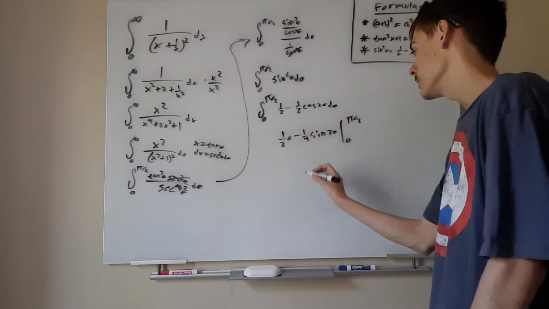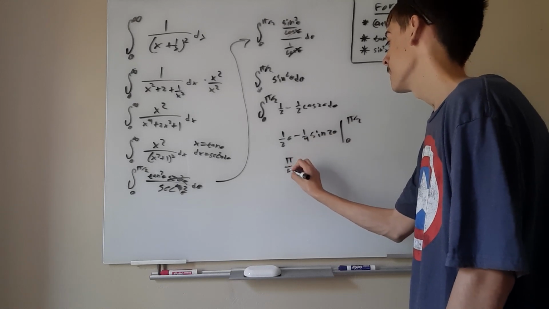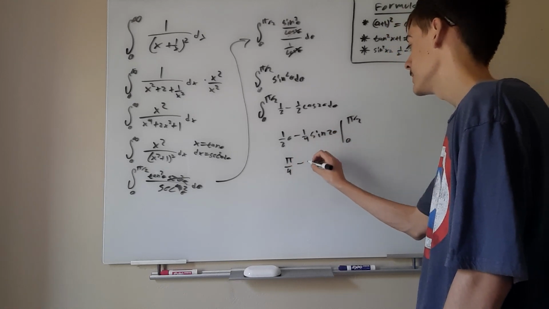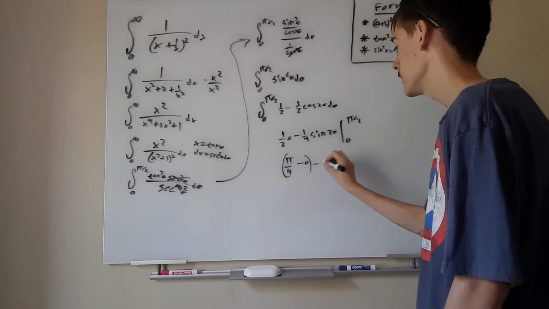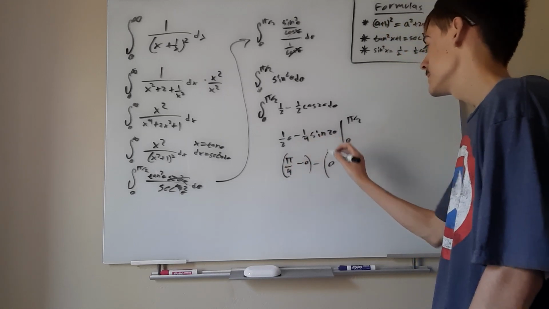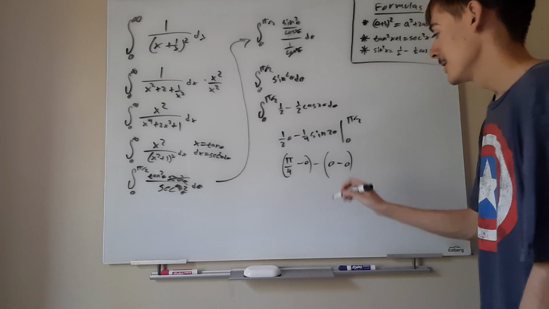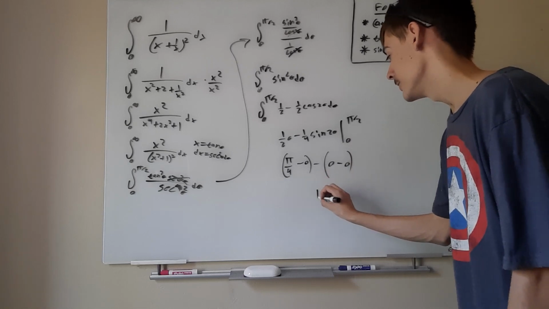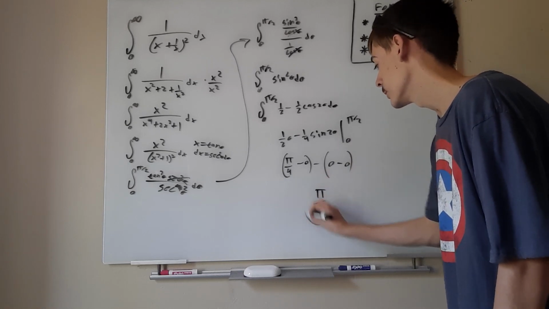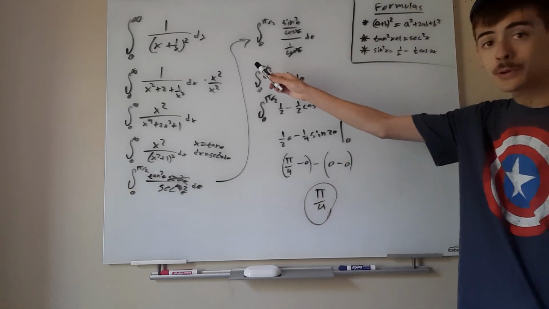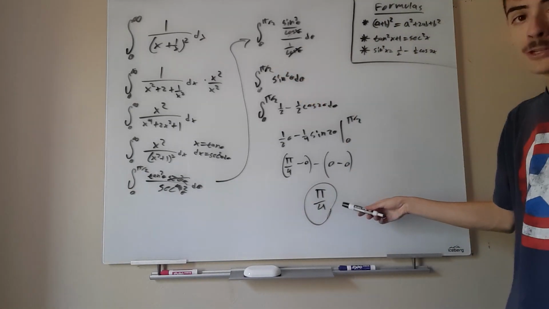Plug in pi over 2 here, that will be pi over 4. Plug in pi over 2 here, that's just going to be 0. So this is our first part, and then minus, plug in 0 here, it's 0. 0 here, it's also 0. So our whole answer, because of all these zeros, it's just going to be pi over 4. So something as scary as that simplifies down just to pi over 4.